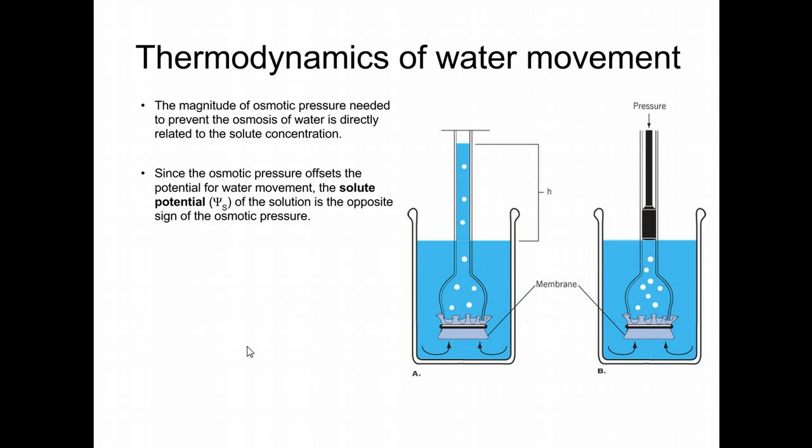Now, we have another term we call psi sub s, which is the osmotic pressure, okay? So here we actually have a pressure, an osmotic pressure, or solute potential, that's due to what's solubilized in the water.